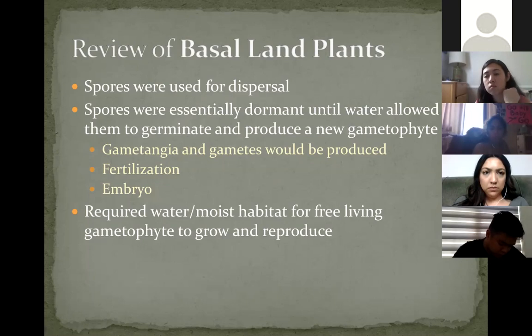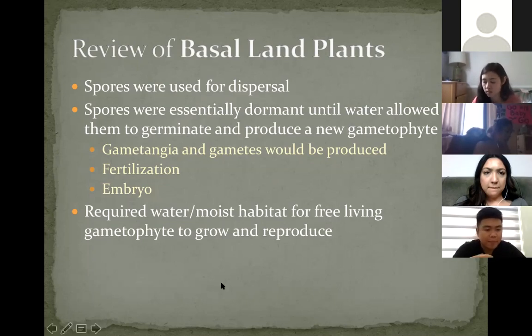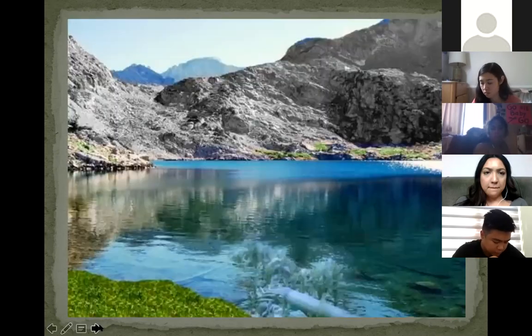With seedless vascular plants, that could either be on the sori, for example, on leptosporangiate ferns, or it could be on the strobili, so the cones. So it all depends on what the species is. But remember that spores essentially required water or moist habitat in order to produce that brand new free-living gametophyte. So they had to land in water in order for that life cycle to essentially finish.